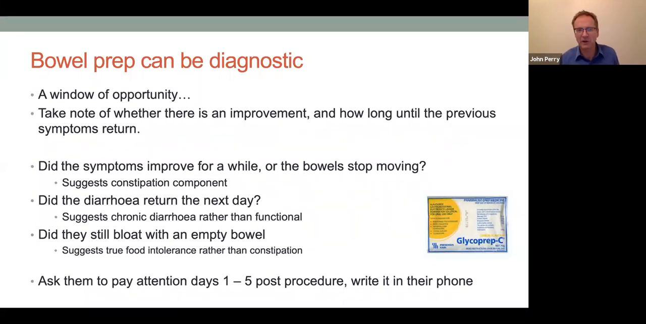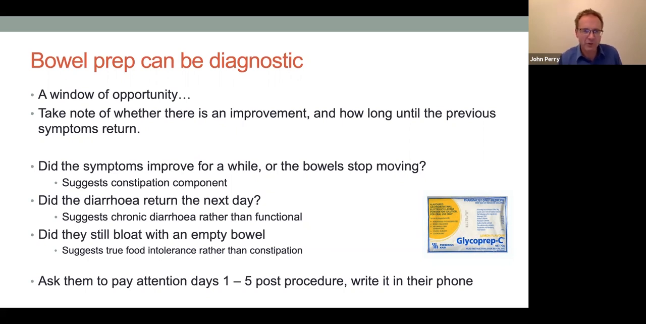If they were constipated when they went in, you want to see after they've been cleared out, does all their bloating go away? Does their brain fog go away? Do they have more energy? Is there chronic fatigue? All these sorts of things. You ask them specifically what their symptoms were that you're sending them for the procedure for, and ask them whether those symptoms were present on the days that follow.